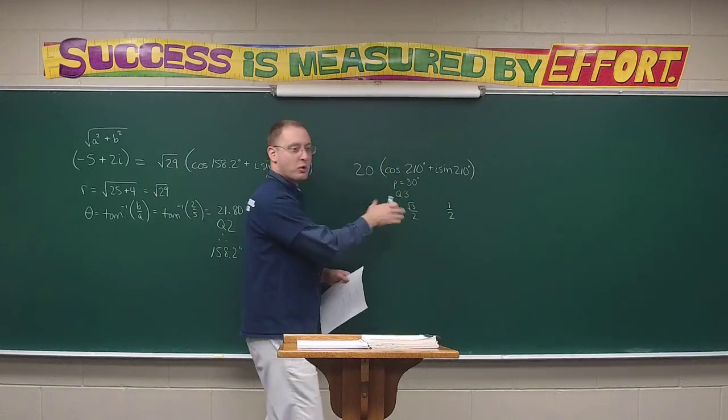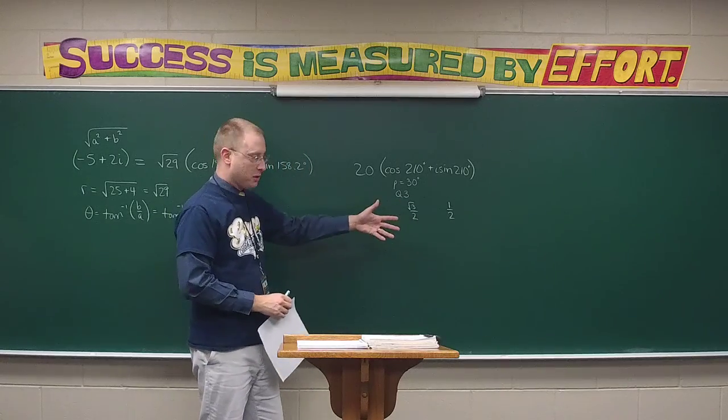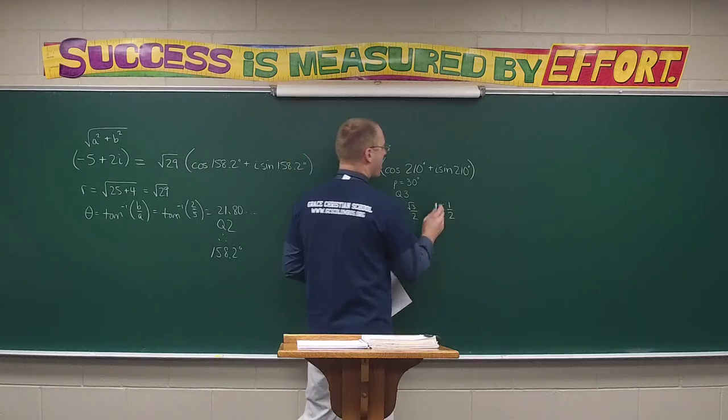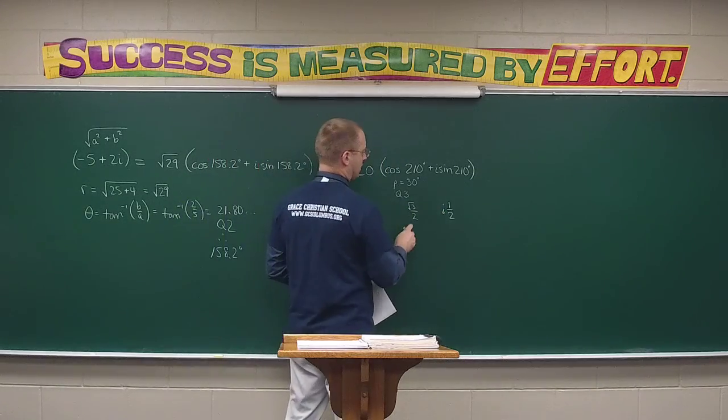By the way, y'all kind of noticed that if one is square root of 3 over 2, the other's a half. If one's square root of 2 over 2, the other's square root of 2 over 2. If one's 0, the other's 1. If one's 1, the other's 0. So we're kind of noticing the patterns here. But we do want to look out for that quadrant, Jamie. You said quadrant 3. Yes, and so it's going to be negative for both.